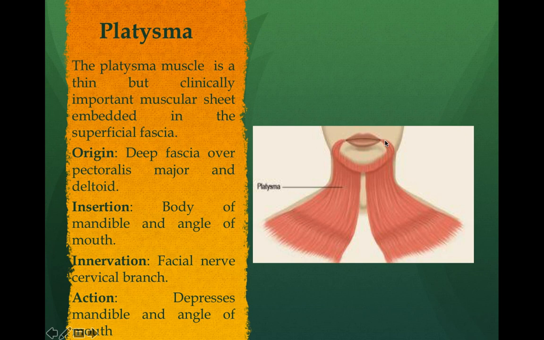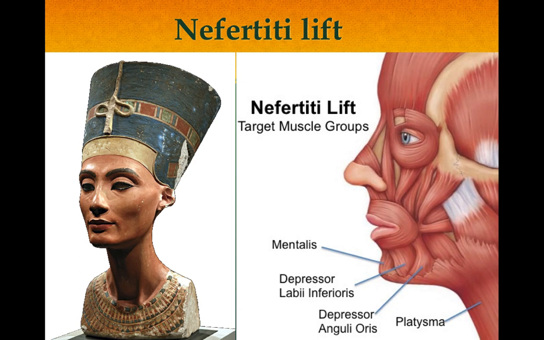It is innervated by the cervical branch of the facial nerve. And the action of this muscle is the depression of the mandible and the angle of the mouth. One of the clinical correlations with regard to this muscle is targeting it by Botox injection in order to overcome the banding effect that is a consequence of aging. This is the so-called Nefertiti lift, named after the famous Egyptian queen, who was regarded as a symbol of beauty historically by her having a smooth and long neck and a well-defined jawline.